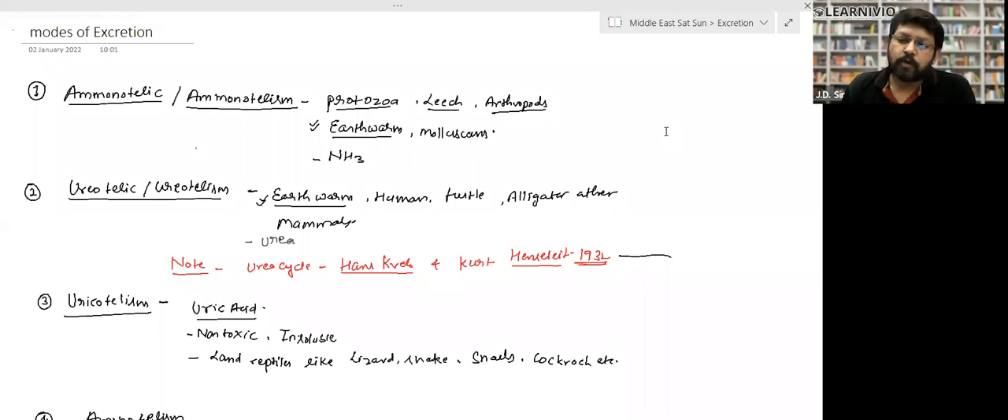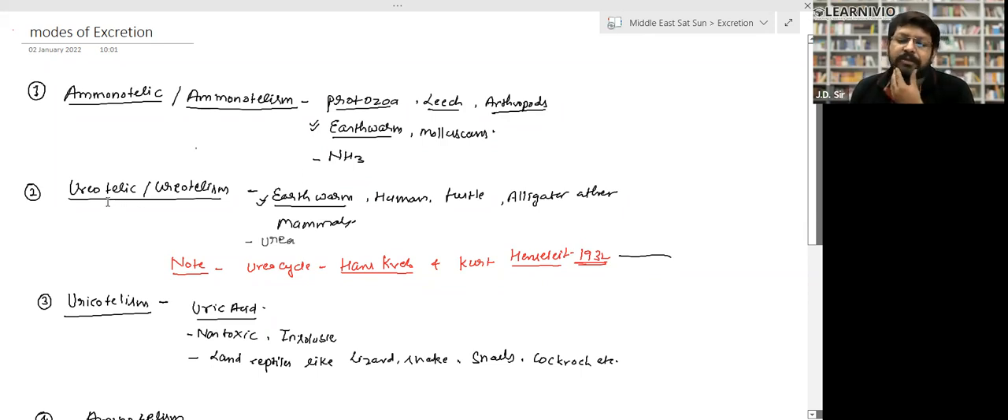But if we talk about other animals, not every animal excretes urea. So excretion can be of the following types. There are certain animals which we call ammonotelic, or the process called ammonotelism. They are those organisms which remove nitrogenous waste in the form of ammonia. Example: leech, arthropoda.